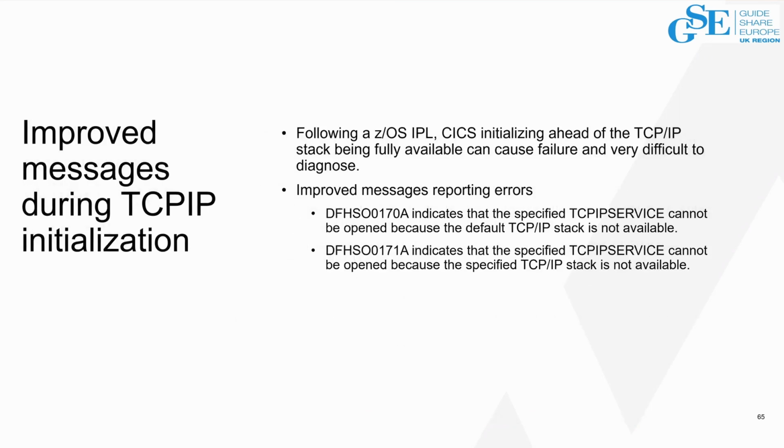Some improved messages for TCP/IP initialization. There's basically a race that goes on after a z/OS IPL, a race over who comes up first, whether it's CICS or the TCP/IP stack. And if CICS comes up first and tries to talk to the stack and the stack's not up, you got some really weird message with an even weirder return code. And it took quite a while to diagnose that what it actually was is we tried to talk to the stack too early. And so we put out some more meaningful messages with some indication that you need to retry.